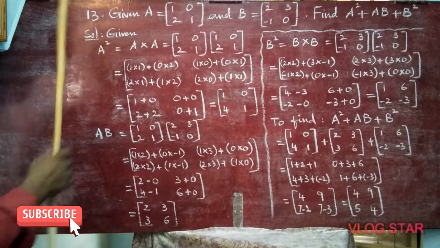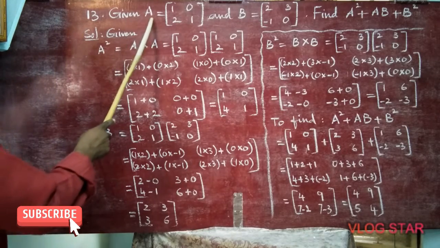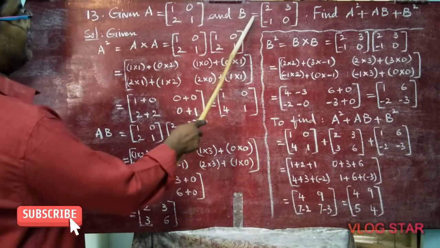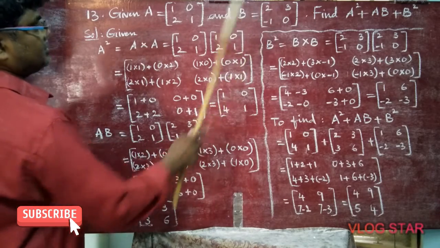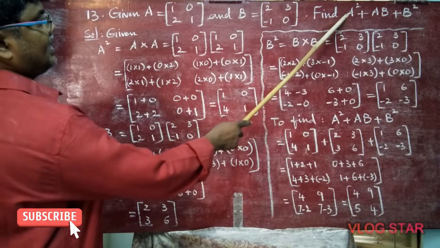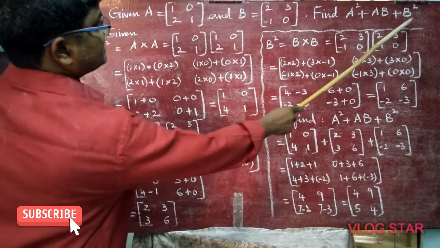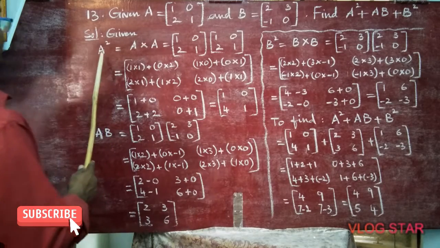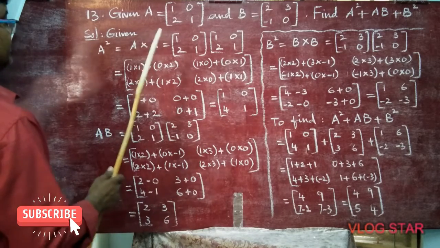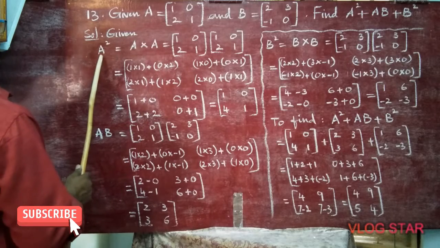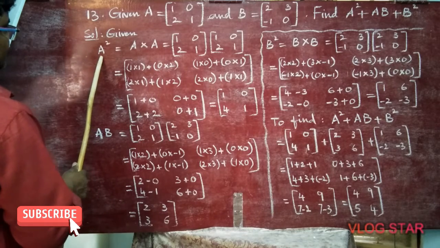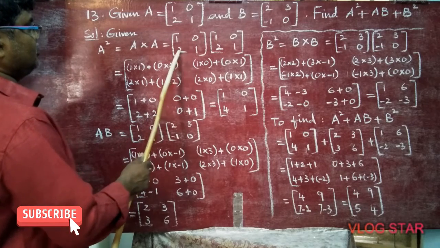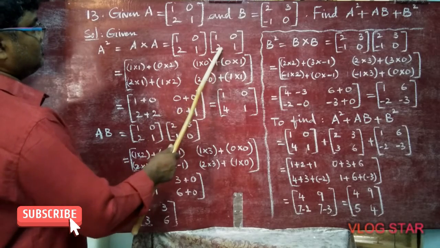13th problem. Given A is equal to matrix [1, 0; 2, 1] and B they have given matrix [2, 3; -1, 0]. Find A square plus AB plus B square. We have to find them one by one, then afterwards together we are going to simplify it. First A square. First term is A square. What is the meaning of A square? A into A. You write [1, 0; 2, 1] into [1, 0; 2, 1].